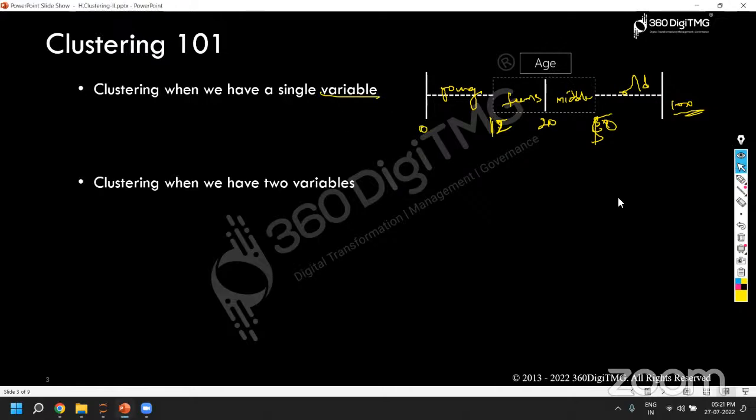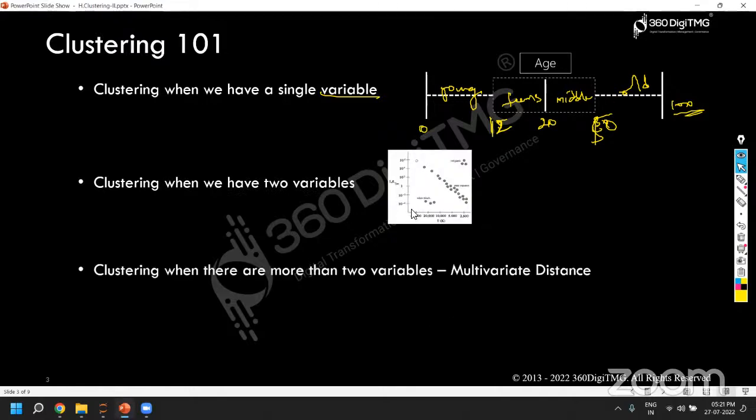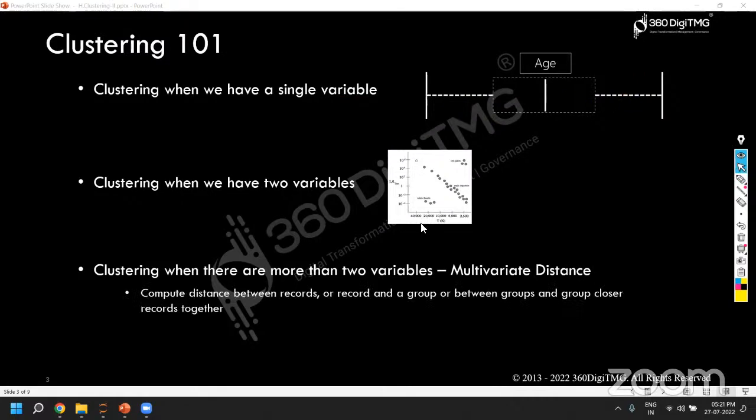Even if you have two variables, then it is very easy because we can visually see the data and try and say that, hey, this is one group and this is another group. But the problem will arise when we have more than two variables, because we cannot visualize the data. And this is where we need to quantify. And that's where we use distance techniques. And in order to measure the distances and group the data, we use broadly two approaches.